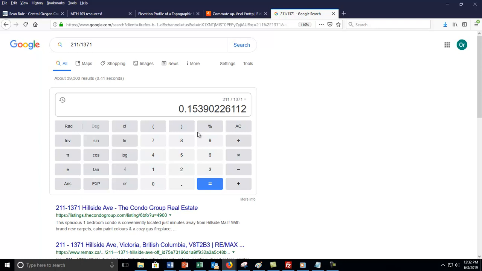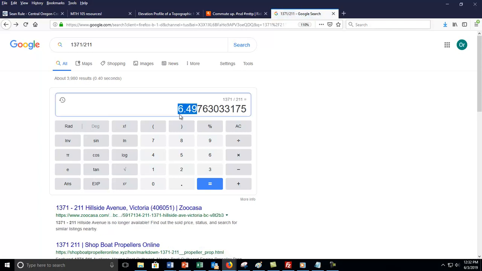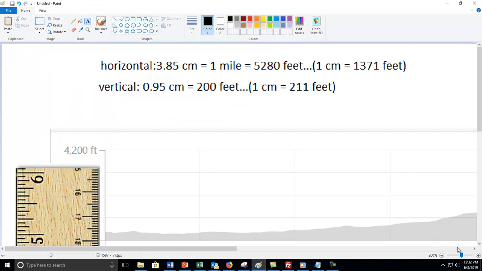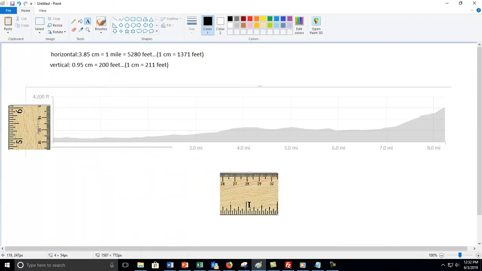So what you're saying is that the horizontal in this case, when we divide 1371 by 211, the horizontal is worth 6.5 times more than the vertical is. All right? So I hope that makes sense. All you got to do is make sure you measure your horizontal and your vertical and see what they're worth, quote unquote. And yeah, I hope that makes sense. And let me know if it doesn't.